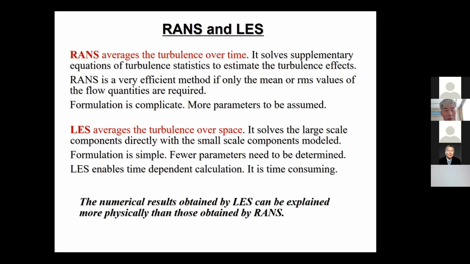I think that was 10 years ago. And now recently, environment researchers also have a tendency to adopt LES for mean wind speed calculations. For RANS, the formulation is complicated. It has a lot of parameters to be assumed, so you have to assume a lot of values. But for LES, turbulence is resolved over space: it solves the large scale component directly with a small scale component model. So it's very easy to make an equation to estimate the turbulence viscosity, and very few parameters need to be decided.